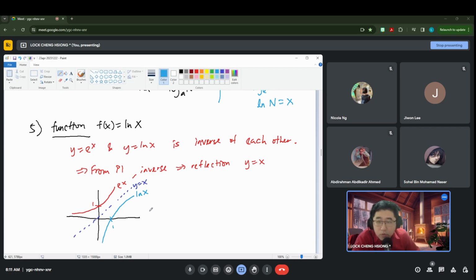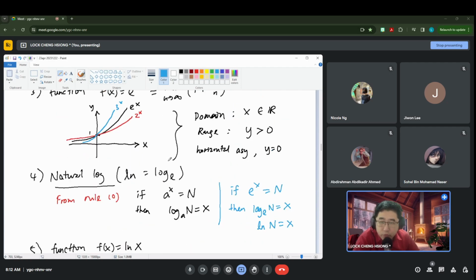So from the blue graph, you can see that the domain for the blue graph is x greater than 0, and the range is y is everything. And over here, you will see that there is a vertical asymptote of x equals 0. So that will be the function of ln x.